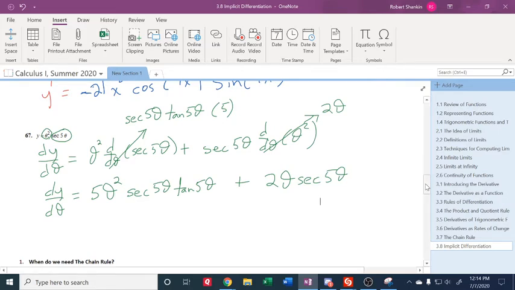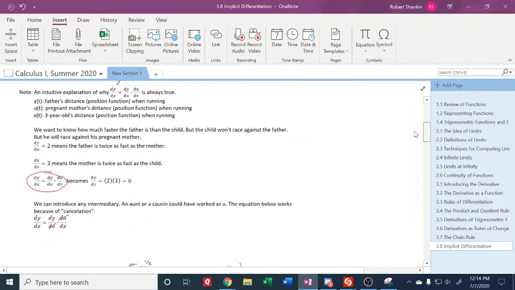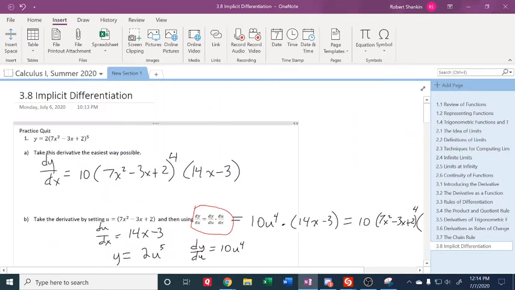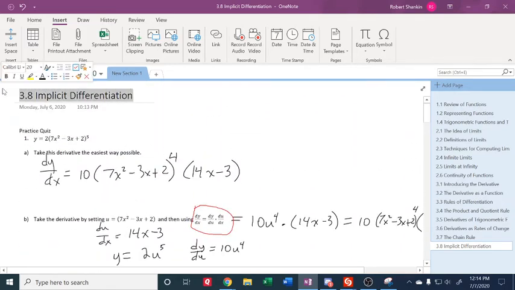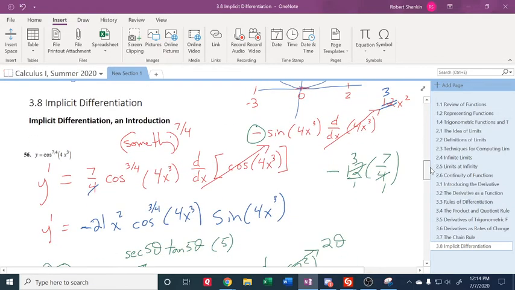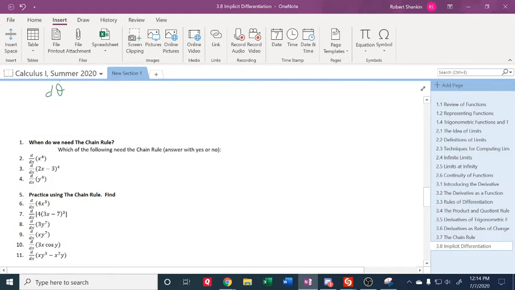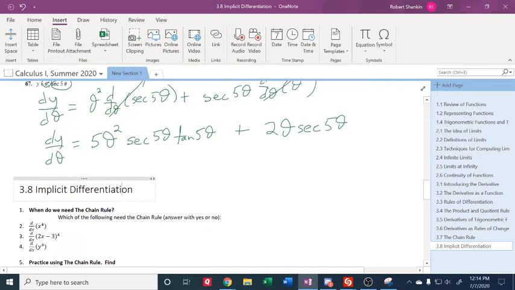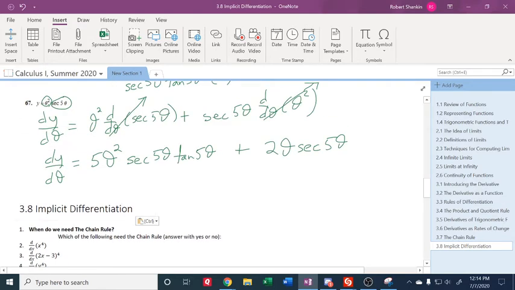All right, let's go to the next section. Let me copy this part again. Implicit differentiation. Put it right here.